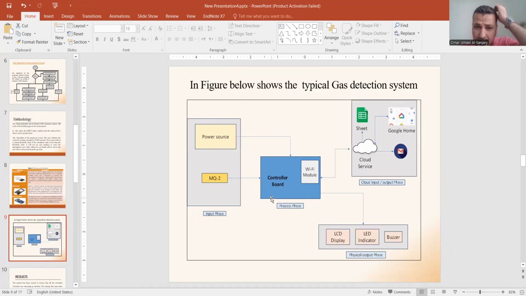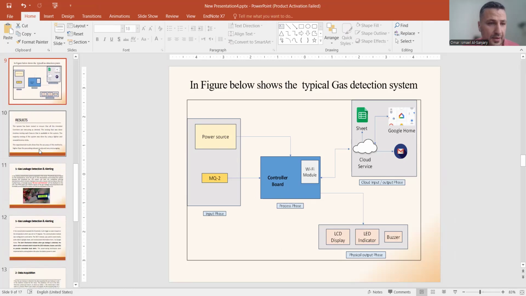In the figure here, we can see the detection system. We actually have four phases: the input phase, the process phase, the output phase for the cloud (Google Sheets), and the physical output phase. All of these phases work together. If anything happens, it is sent to the Google Sheets, and the prototype's physical output works in parallel.